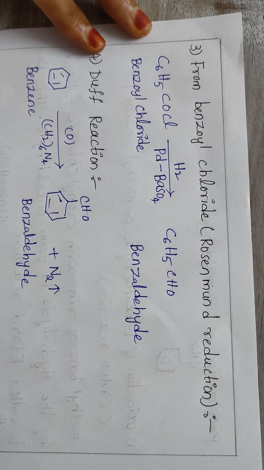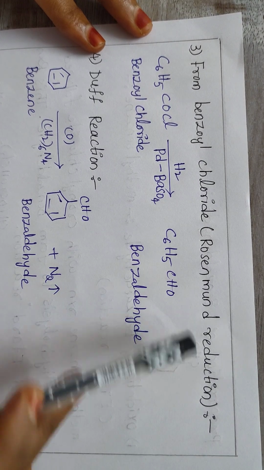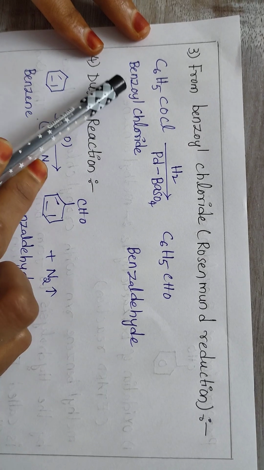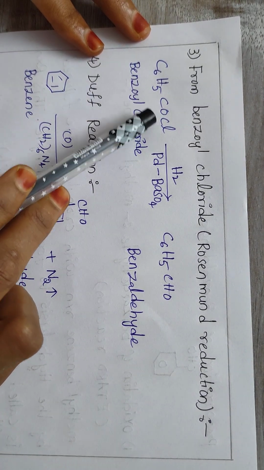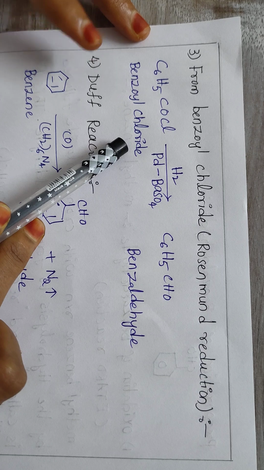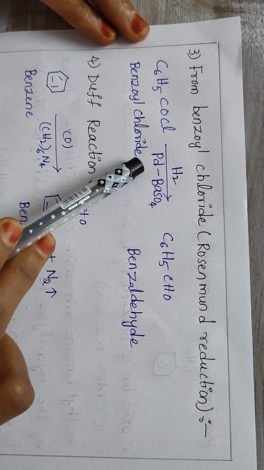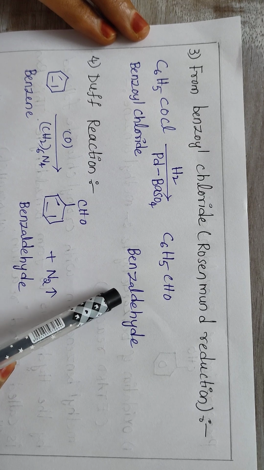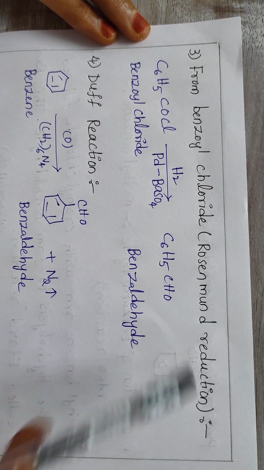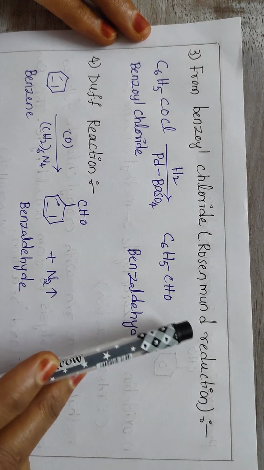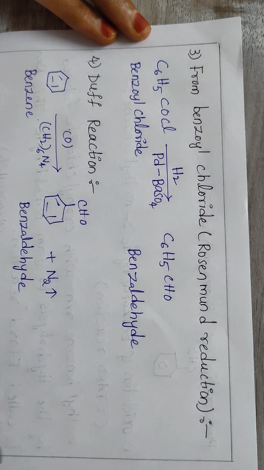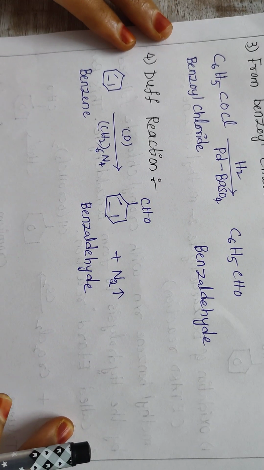From benzoyl chloride, the Rosenmund reaction. Benzoyl chloride, C6H5 C double bond O Cl, reacts with palladium and barium sulfate to form benzaldehyde. This reaction is known as the Rosenmund reaction. In the Rosenmund reaction, which catalyst is used? Palladium and barium sulfate.